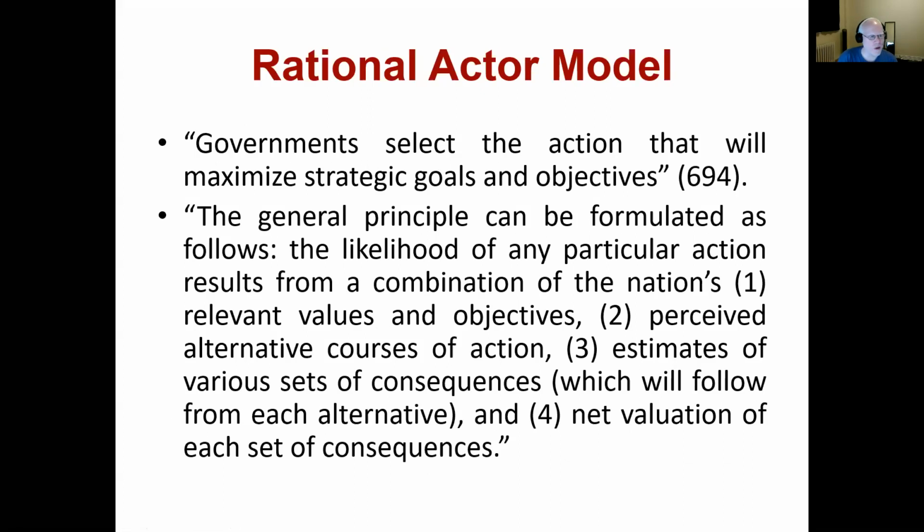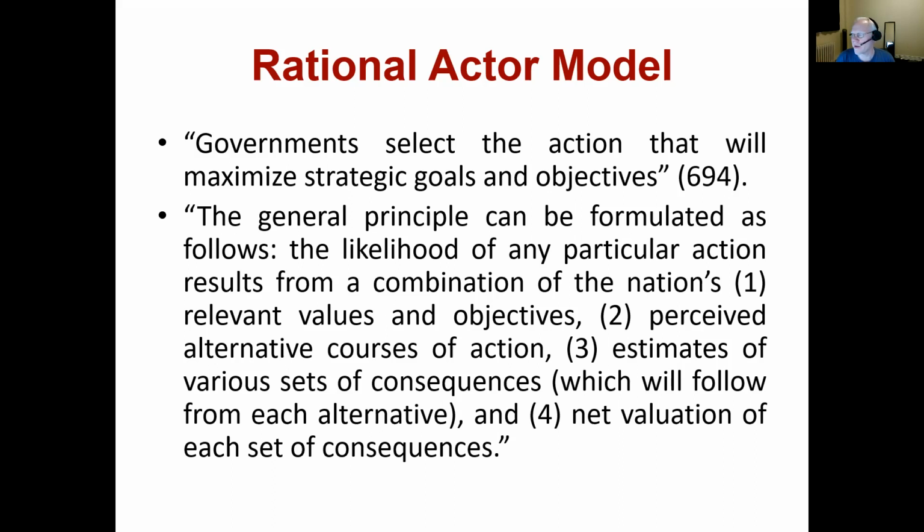So, rational actor model, putting it a little bit more in text. So that was a little bit more mathy. Now a little bit more text, kind of how Allison framed it. So governments select the action that will maximize strategic goals and objectives, right? So states have certain goals and objectives. They're going to choose the action that gets them closest to these goals and objectives.